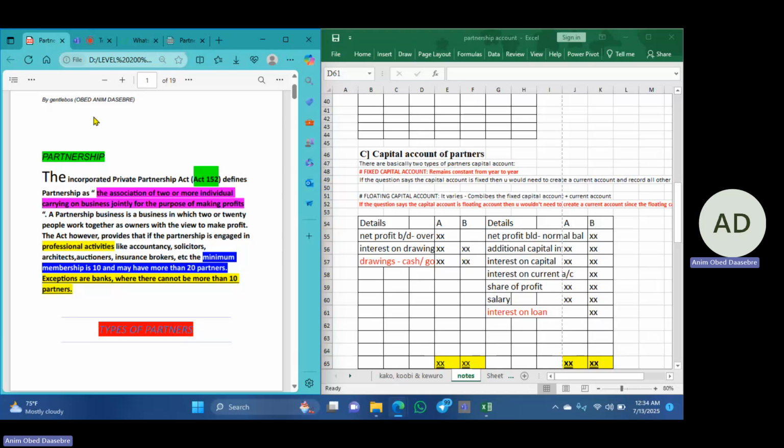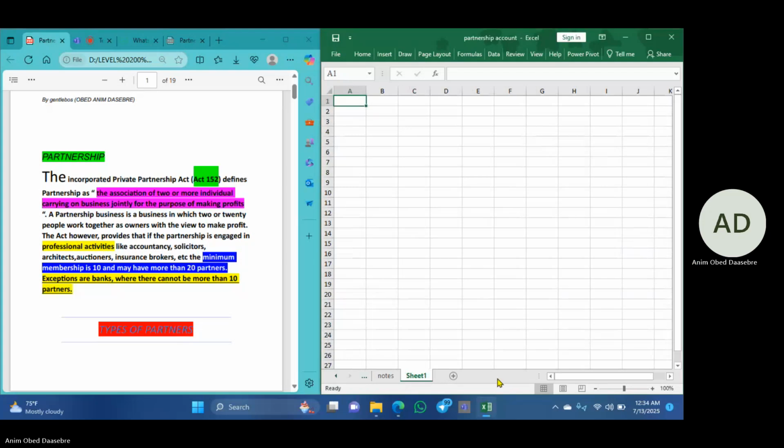So basically, I'm going to focus more on these areas, and the areas are: 1, we are going to discuss the partnership accounts. So partnership accounts will be the first topic that we are going to discuss.